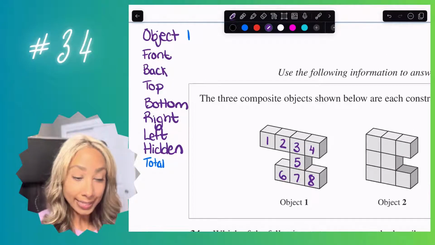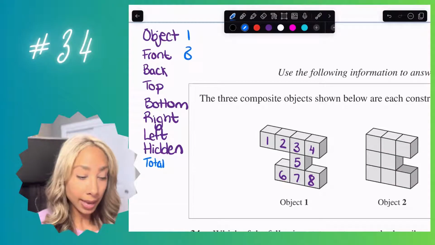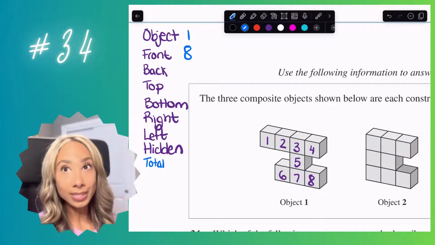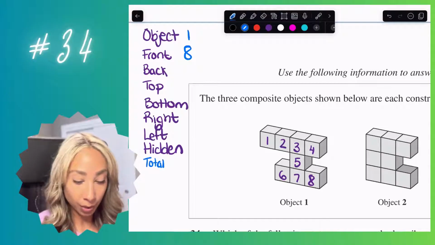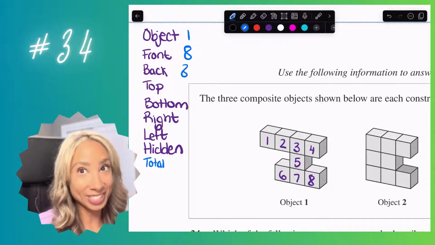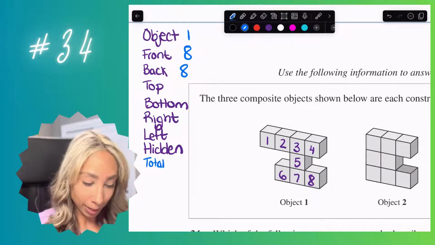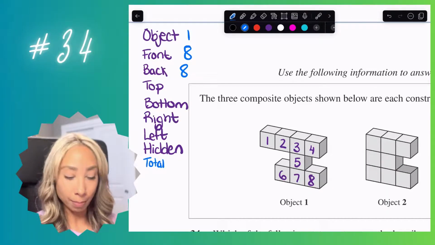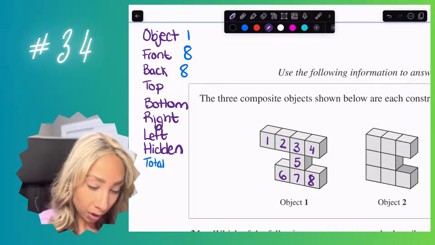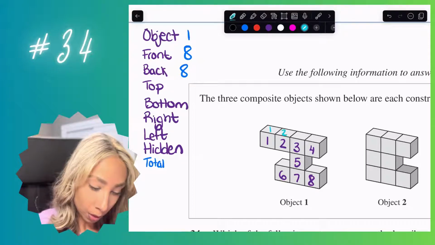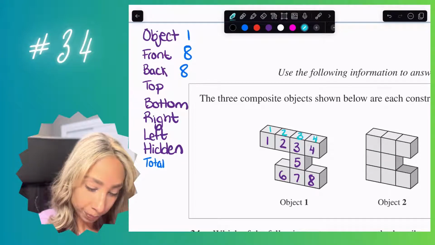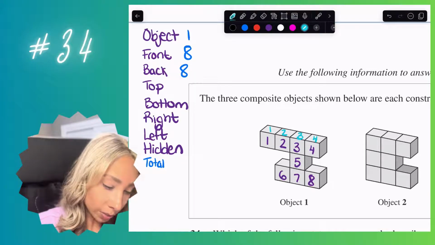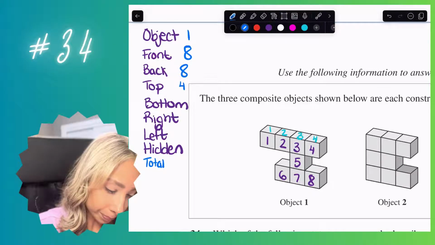Perfect. So we've got 8 on the side that's facing us, and that's going to be the front. We're going to do the same thing with the back because they're mirror images of each other. So that's going to be the same there. And then let's look at the top. So with our top, we've got 1, 2, 3, 4. Perfect. So our top is going to be 4.